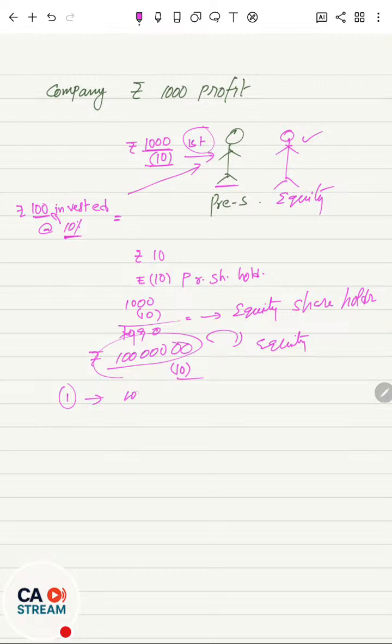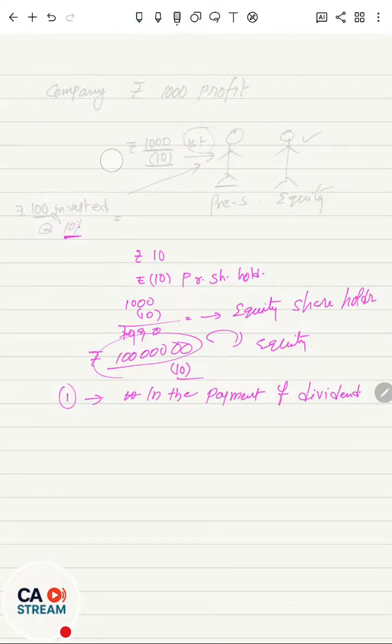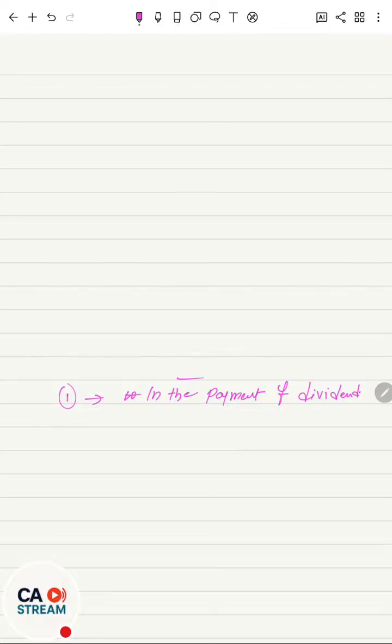What is the first priority? In the payment of dividend. We have already discussed. Now, what is the next priority? Assume the company goes into liquidation. Liquidation is nothing but winding up. Winding up or shutdown is simply closing its business.